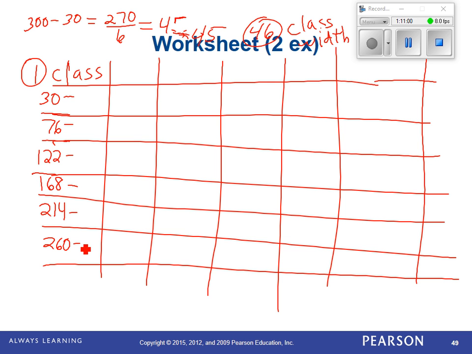How do we find this upper limit? It's just the next number, look down there. 75, 121, 167, 213, 259. Now this one, we take 259 plus 46, which is 304.